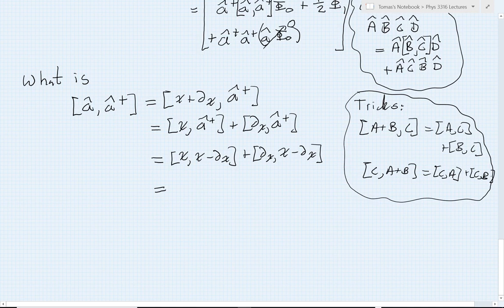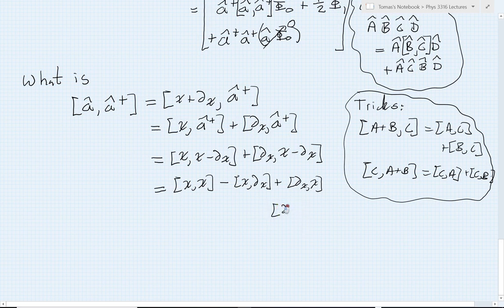Working away here on the commutator that I'm trying to compute, this will give me x commute with x, minus sign can come out, right? X commute with d by dx, plus d by dx commute with x. And then finally, I'm running out of space on my line. I've got d by dx commute with d by dx.